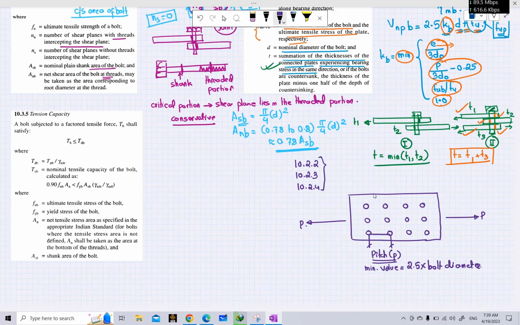Similarly, in the other direction, this is known as the gauge distance. So this is about the center to center distance between the bolts. What is the distance between the center of this hole and the edge of this plate called?